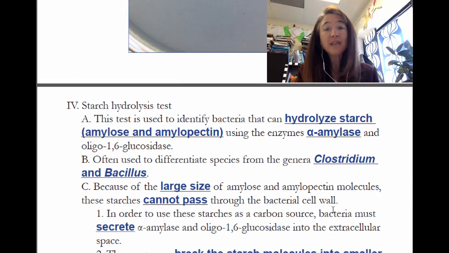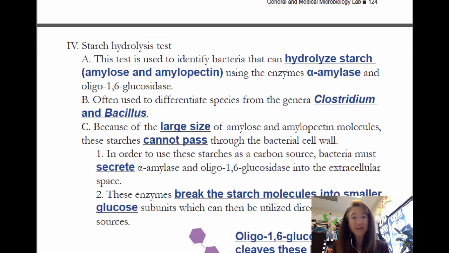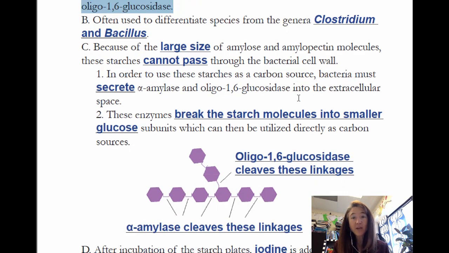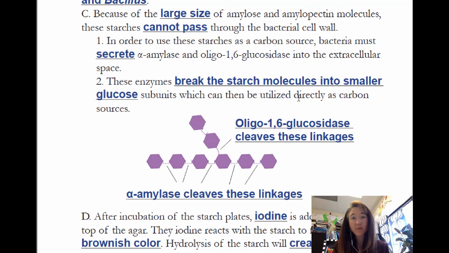So amylose and amylopectin are hydrolyzed by some bacteria. They are hydrolyzed using two enzymes. One is called alpha amylase, and the other is called oligo-1,6-glucosidase. These two enzymes, respectively, cleave the 1,4 and the 1,6 linkages within a starch. Let's take a quick look at that picture and come back to the rest of this text in a moment.